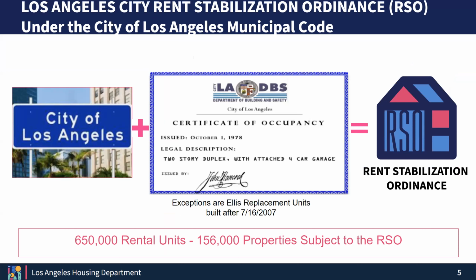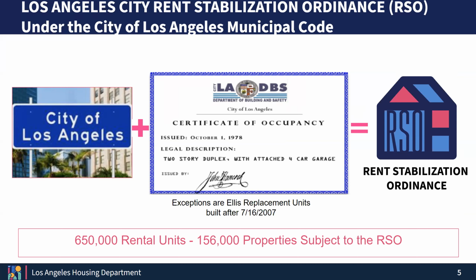Secondly, it's important to identify if the property that is located within the City of Los Angeles is also subject to the Rent Stabilization Ordinance. The general rule is that properties that were built on or before October 1st of 1978 are subject to the Rent Stabilization Ordinance if they're located in the City of LA.